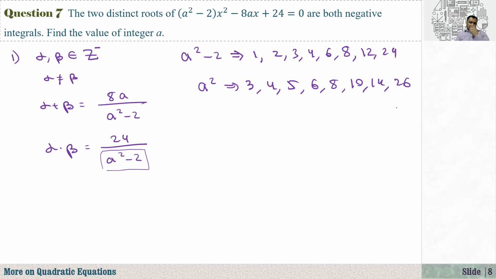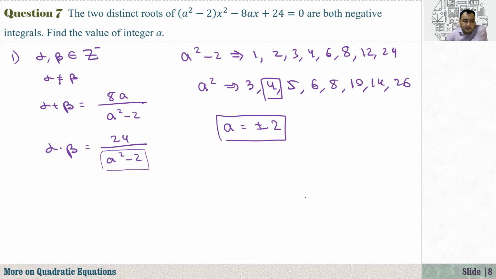So which of these numbers is a square number? Because in the question it states that a is an integer, so the integer squared is also an integer. Here we have only 4 as a square number and none of the other numbers are square numbers. So the only possible value of a here is plus or minus 2. When a is equal to plus or minus 2, we need to check that both of the roots of the equation will be negative.